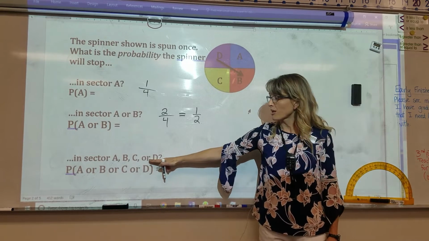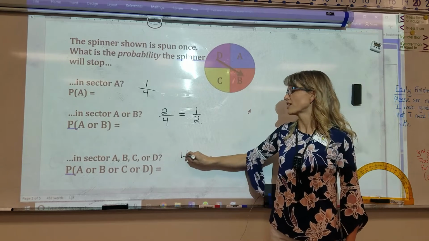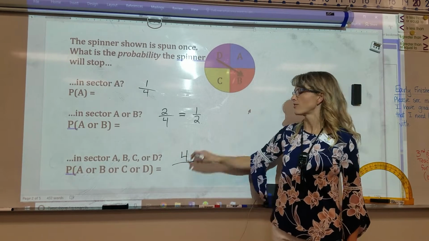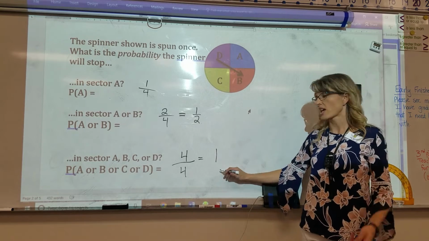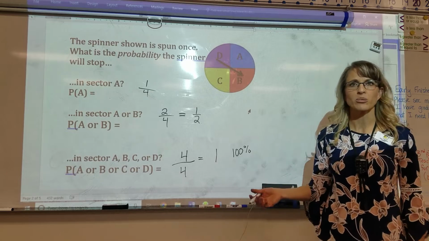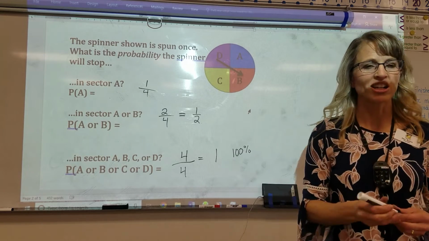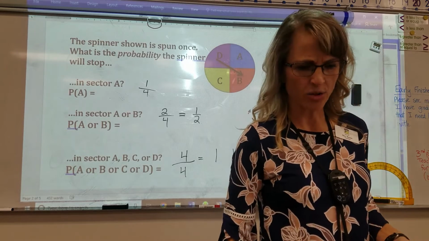What about sector A, B, C, or D? Well, 1, 2, 3, there are 4 desired results out of a possible 4 results. So the probability is 1. Or I could say, I have a 100% chance of landing on A, B, C, or D. The probability of landing on E is 0. It's not there. Okay, so let's talk about chance.